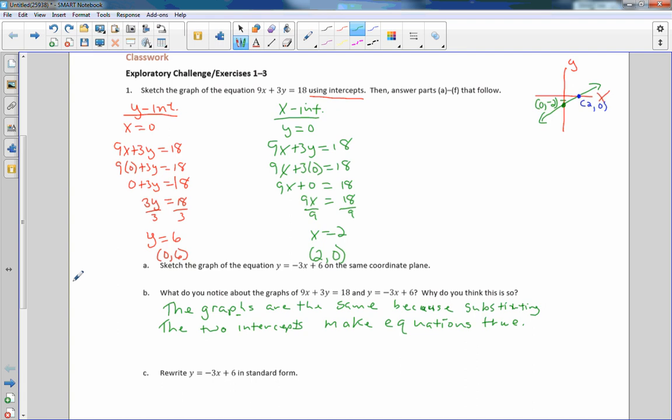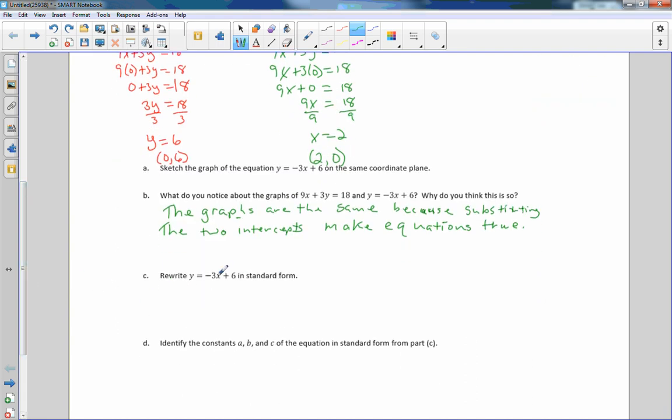C says to rewrite y equals negative 3x plus 6 in standard form. So in order to do that, we want ax plus by equals c. And in order to do that, I need to move my x out in front. So I need to add 3x to both sides. When I do that, I get 3x plus y equals negative 3x plus 3x equals 0, plus 6 is 6. So I have 3x plus y equals 6. And that is in standard form. A is positive, and there's no fractions.